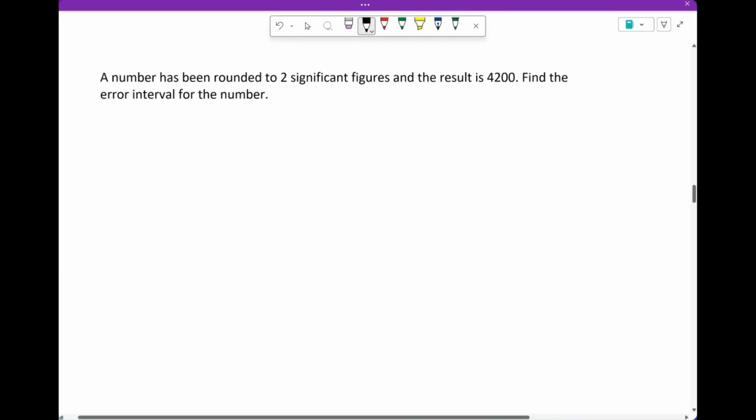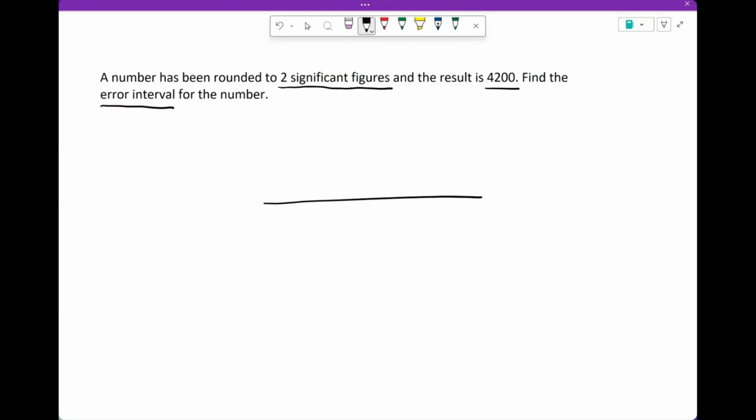So it says a number has been rounded to 2 significant figures. So that's my degree of accuracy, and we're now dealing with significant figures. And the result is 4,200. We need to find the error interval. So let's draw our number line, and we're going to put our number 4,200 in the middle. Now we're dealing with 2 significant figures. So let's identify where is the second significant figure. Well, the 4 is the first significant figure. So the 2 is going to be our second significant figure. So that's the one we're interested in. So what I'm now going to do is go to that place value, which is actually the hundreds in this case.